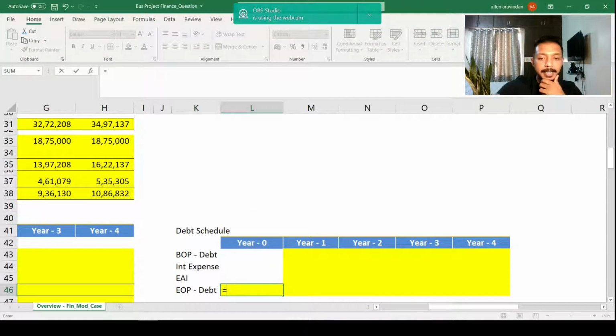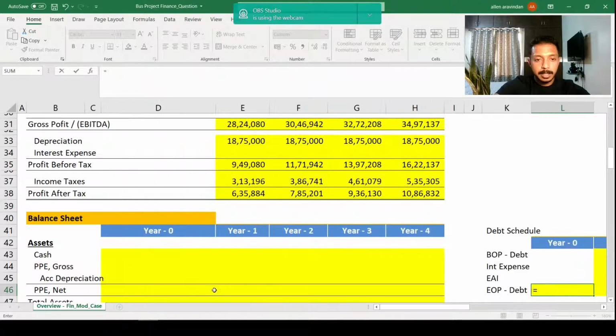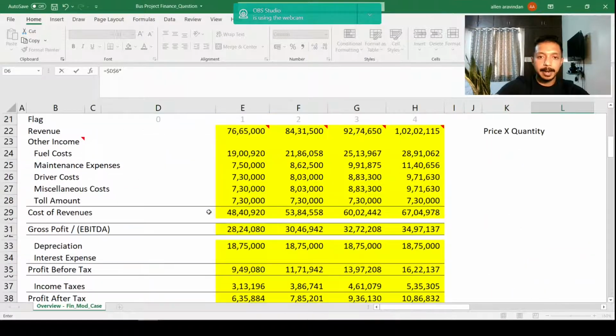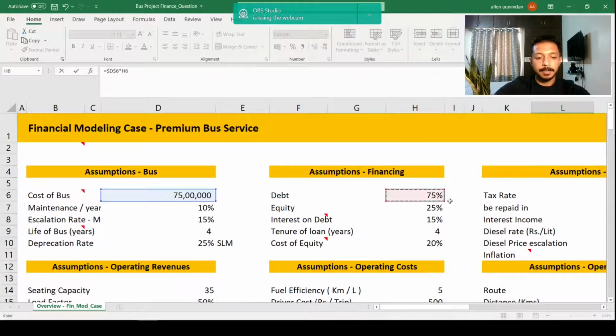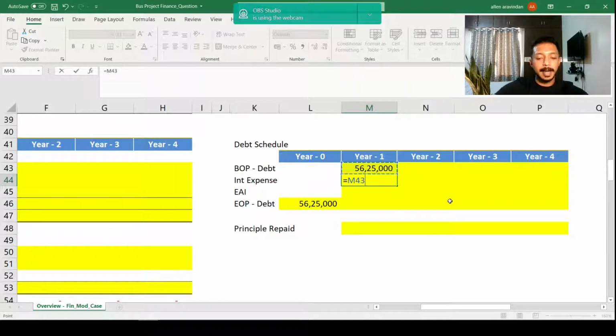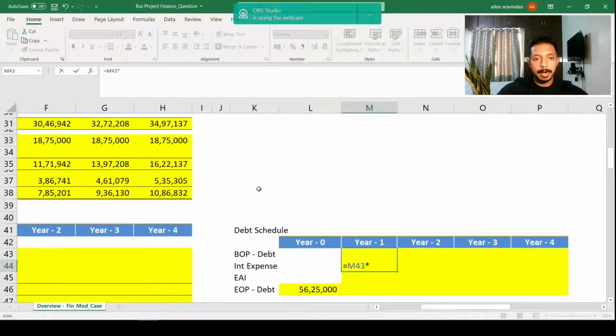So the debt we are taking at year 0 is the cost of the bus, and you multiply that with the financing rate, which is 75%. There you go. And so at year 0, we have 56 lakhs 25,000, which is raised. So that becomes the beginning debt for the next year. And interest expense is always calculated as beginning debt multiplied by the interest rate.